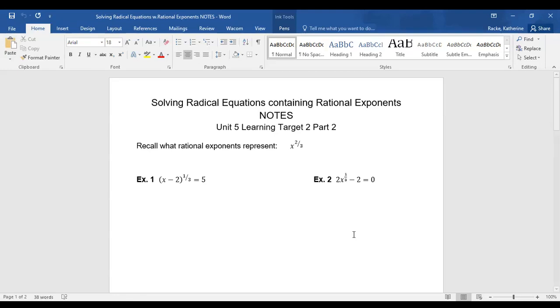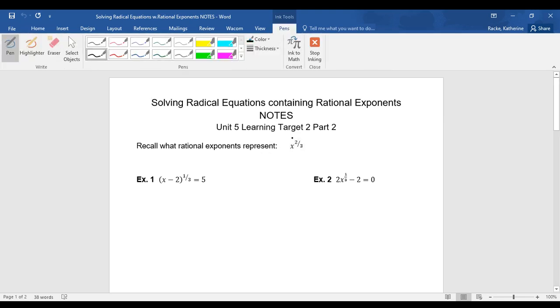All right, guys, learning target 2, part 2: solving radical equations containing rational exponents. So recall what rational exponents represent. If I have x to the 2/3, remember that that is going to mean power over root. So this would be the third root of x squared, which can also be written as the third root of x, all squared. Same thing. So just remember that when we look at our problems now.